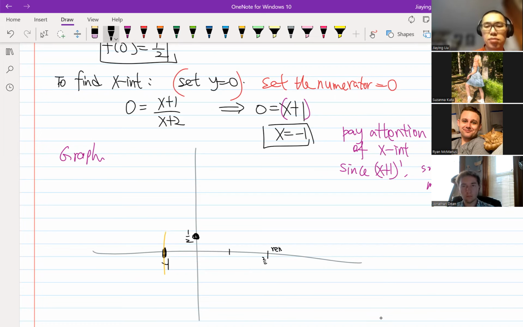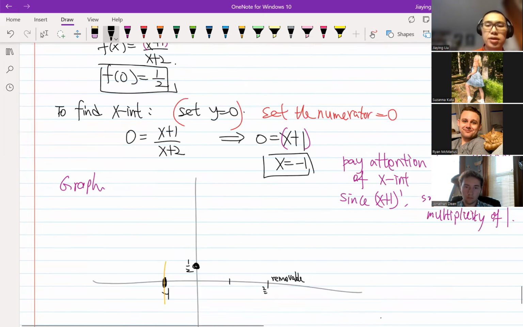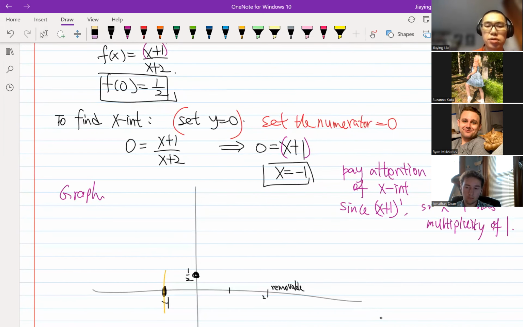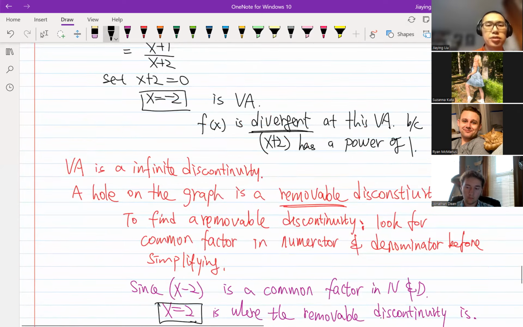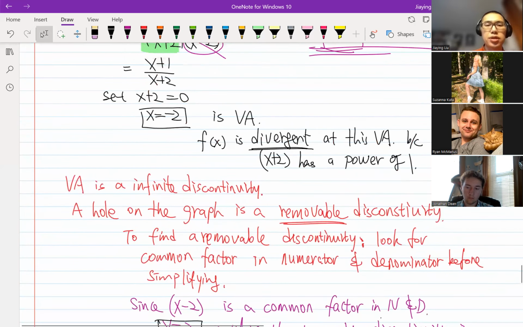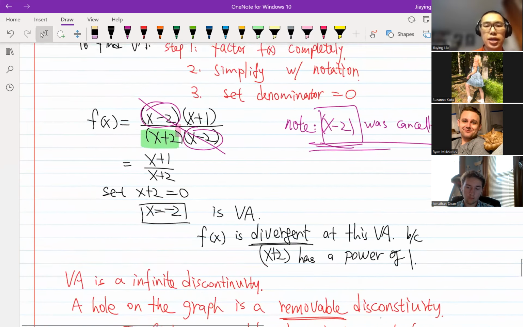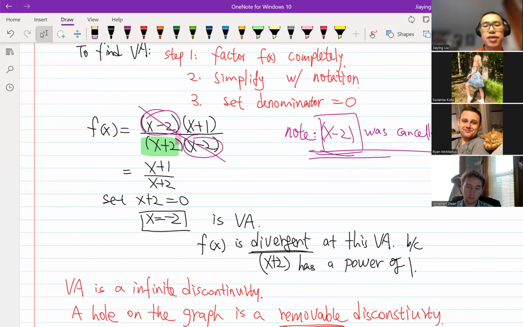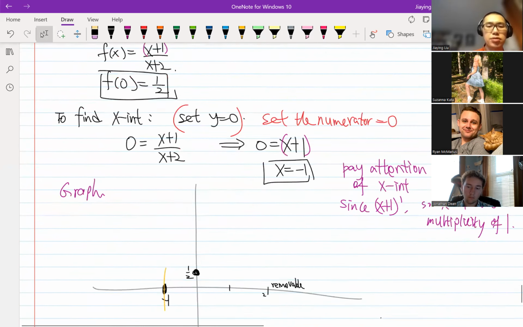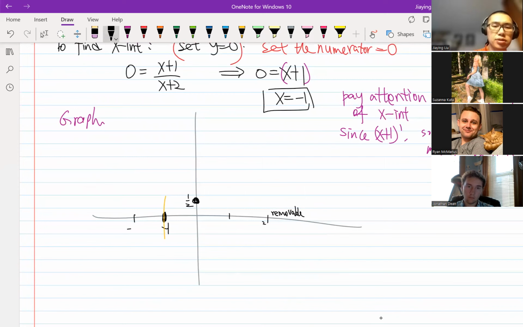So removable at x equals 2. And vertical asymptote is going to be at -2, and it's going to be divergent at -2. So x equals -2. That's a vertical asymptote. So I'm going to draw a vertical dotted line, and it's going to be divergent.